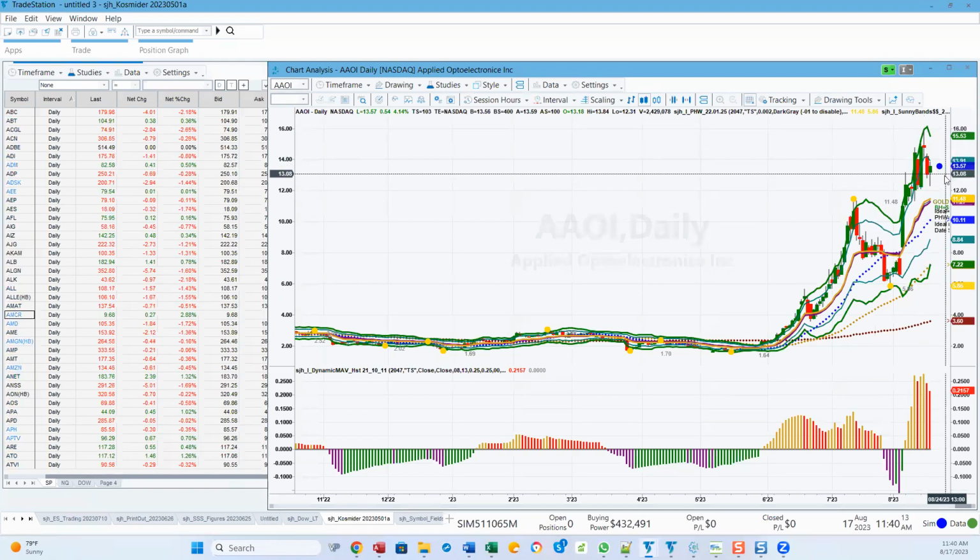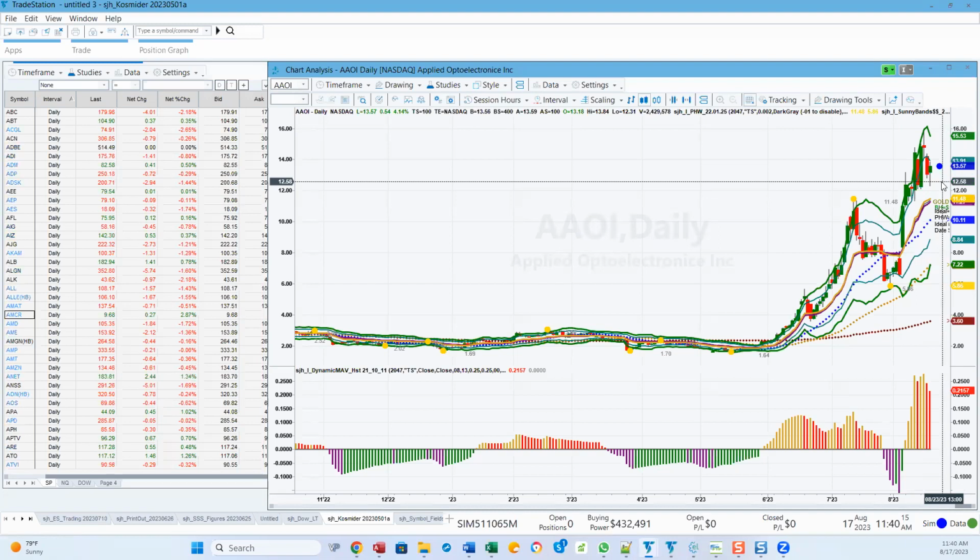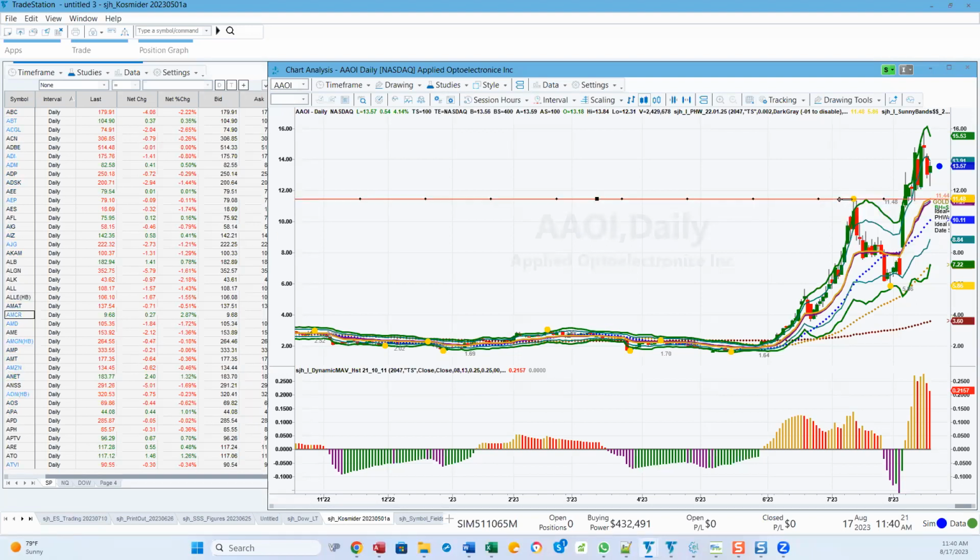Current price is 1357. And it looks to me like we've got a little retracement that could go down to this yellow dot right here at 1144 and then continue its move on up. That's a very interesting one. Applied Optoelectronics.